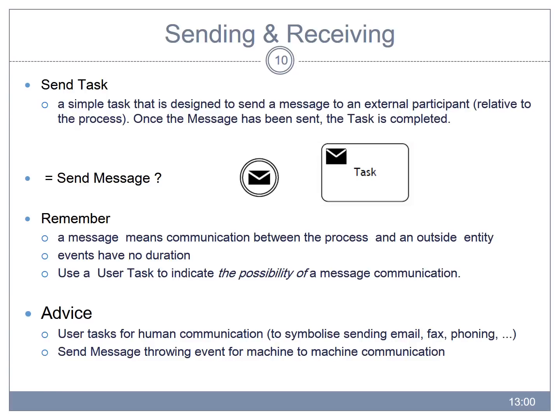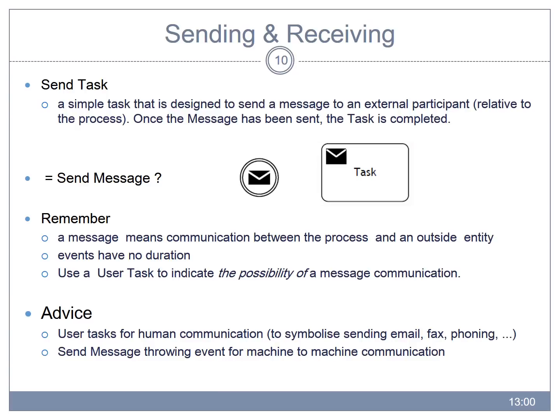But what is different is that an event has no duration and a task typically does have a duration. So when composing the message is very simple and doesn't take time to compose, then you can use a message event. If it's a very elaborate process or task to compose the message, a task would probably be more appropriate. If you have the possibility of a message communication but not a certainty of it, then you need to use a user task.